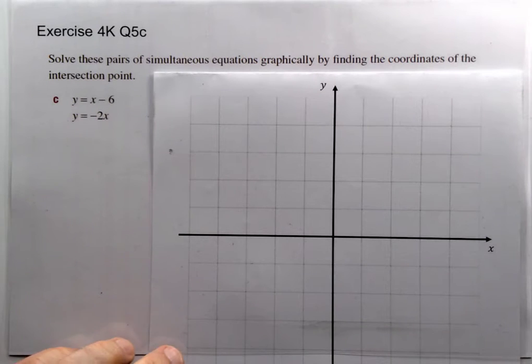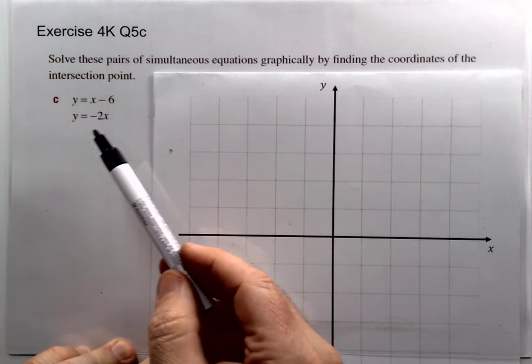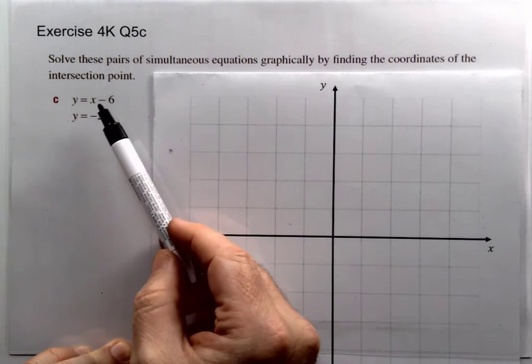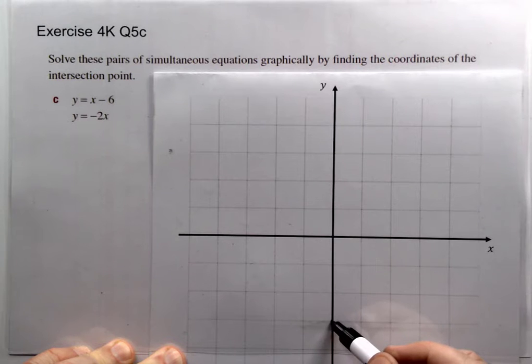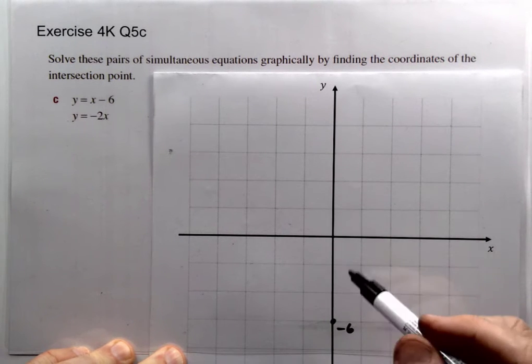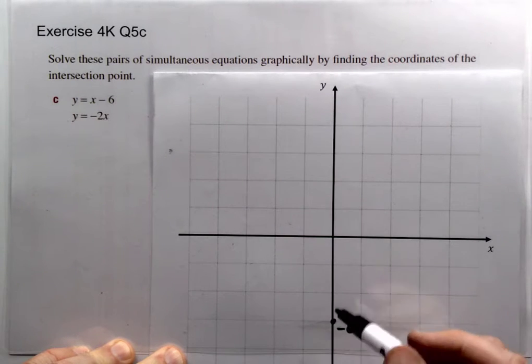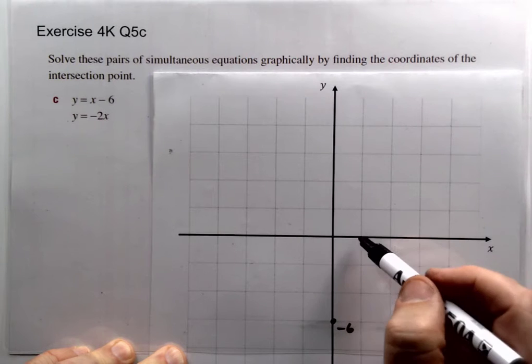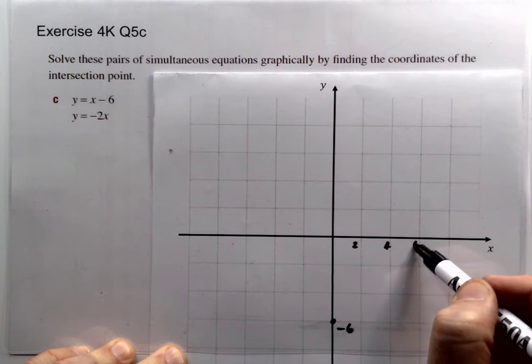Okay, we're going to find the points of intersection of y equals x minus 6 and y equals minus 2x. So this first one will fit on. I'm going to make this minus 6 here, so I'm going to go up and down by 2's. So the y-intercept is minus 6.